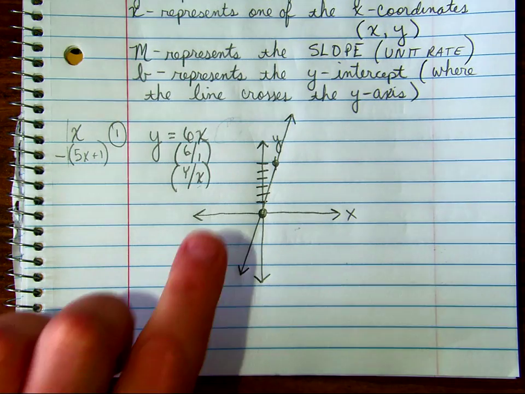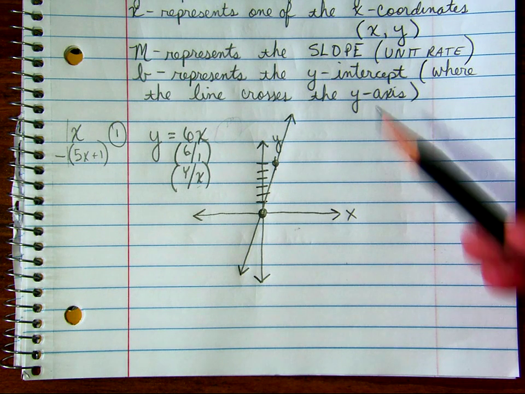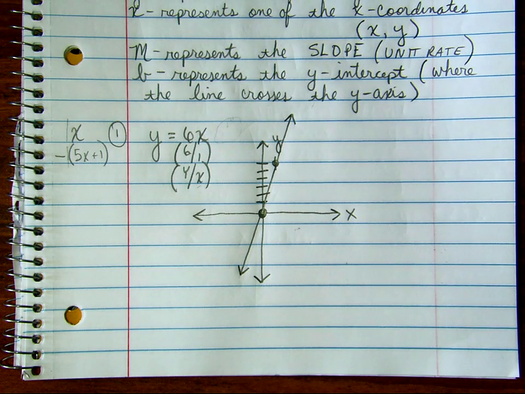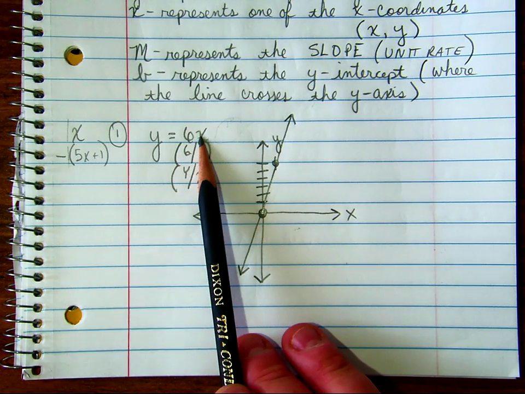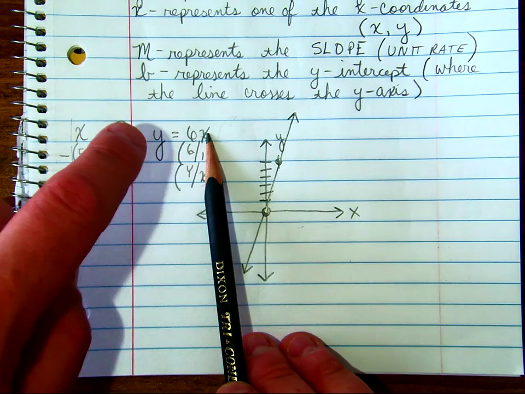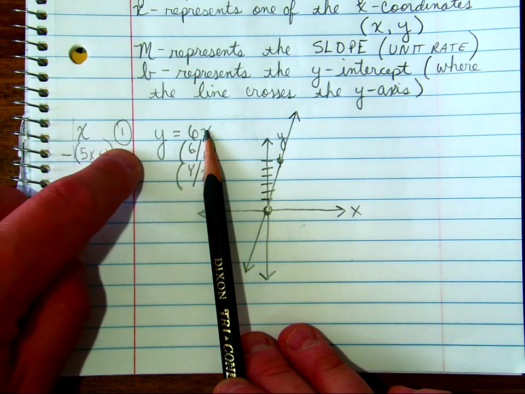Does this graph represent a proportional relationship? Zach? Yes, it does. And what 2 characteristics does it have? Very good. It's a straight line, passes through the origin. You have yourself a proportional relationship. If x is 1, y is 6. If x is 2, y is 12. If x is 3, y is 18.